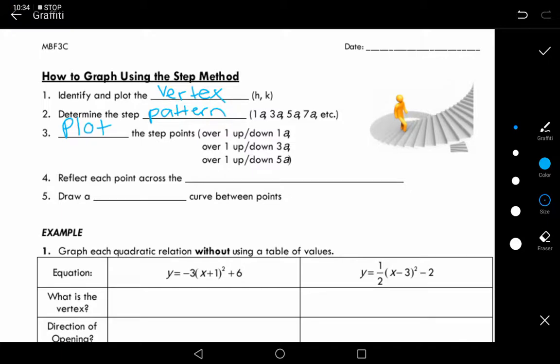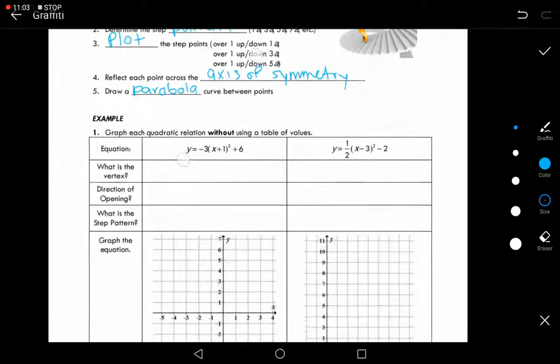Okay, the next step is to reflect each point across the axis of symmetry. Right? We need to make sure it's symmetrical. We can't just use our step pattern and only go up the left side or the right side. We need to go up both. Okay, and lastly, we need to draw that parabola curve to connect those points. Okay, so let's do an example here.